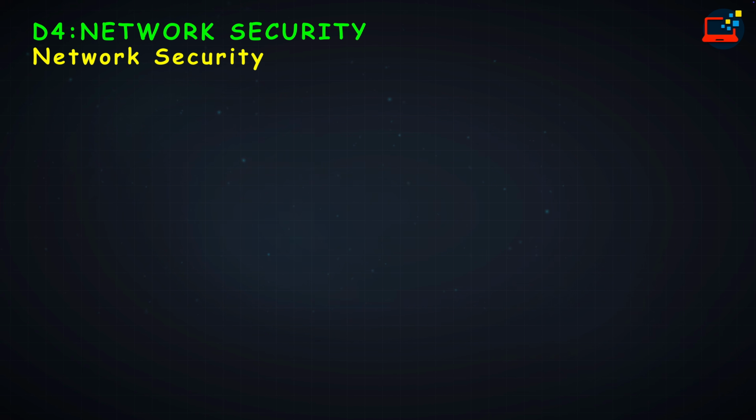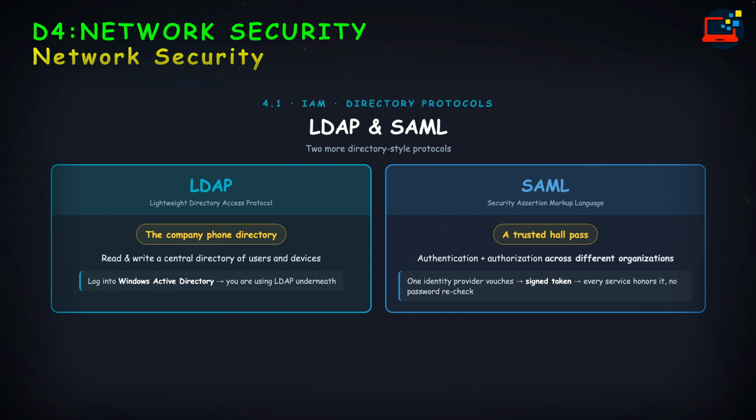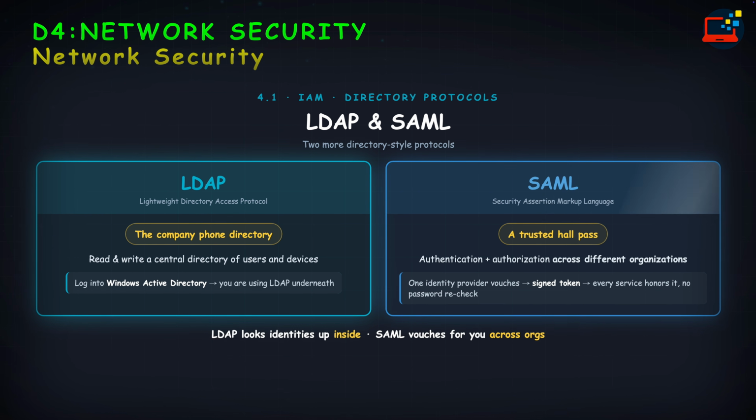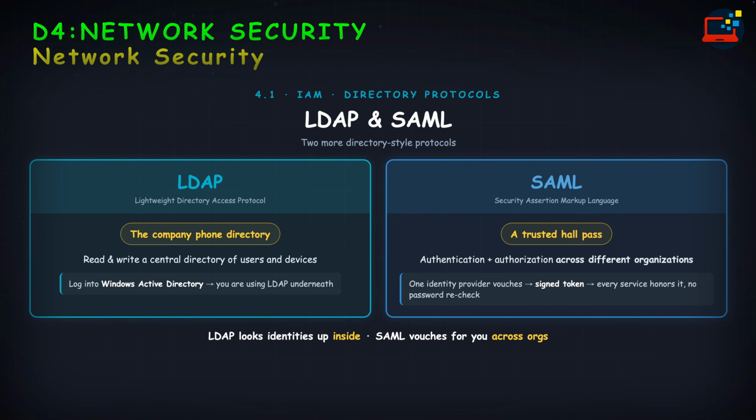Two more directory-style protocols. LDAP, the Lightweight Directory Access Protocol, is how you read and write a central directory of users and devices. It is the company phone directory. Look up a name and get the department, the location, the whole entry. If you log into Windows Active Directory, you are using LDAP underneath.